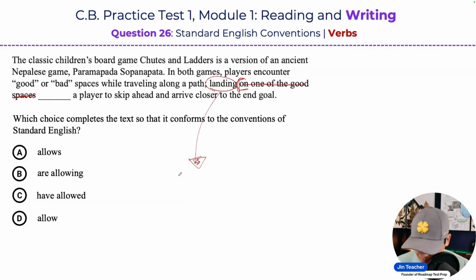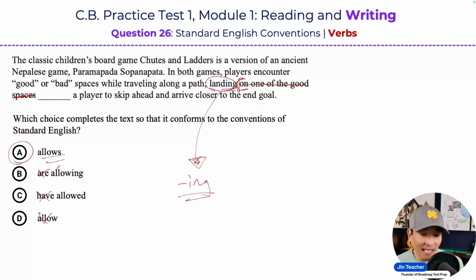So ing words, when they're used as subjects in a sentence, are always singular subjects. For example, if you have a sentence that says, swimming is my favorite sport, well, swimming, the ing word, is singular, which is why you want to use a singular verb, is. So if landing is a singular subject, then you need a singular verb to match. This is why you can get rid of answer choices B, C, and D, because these are all plural verbs. And this is why you're going to choose answer choice A as your correct answer.